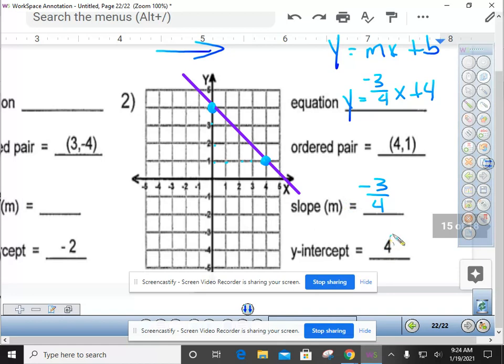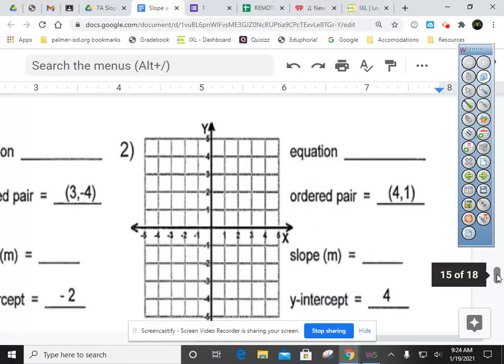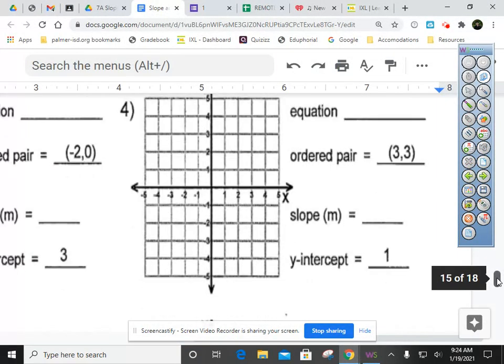Why is this your favorite? Because it's fun to draw lines, I think. And I like it. I think it's easy. You want to do one more? Yes, ma'am. Let's do number 4.